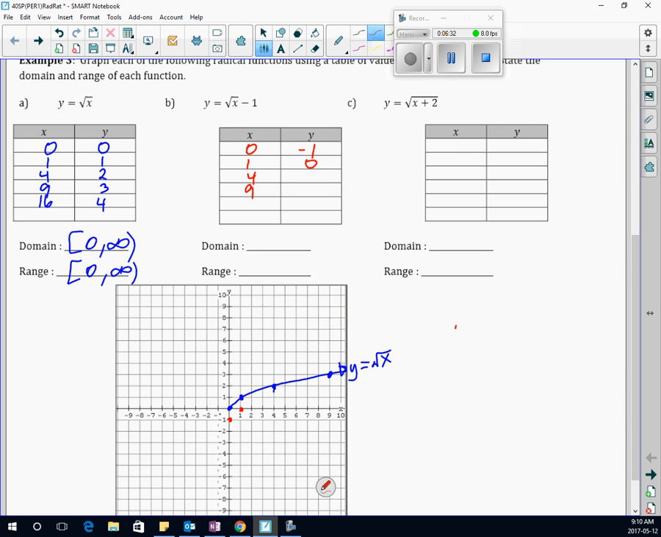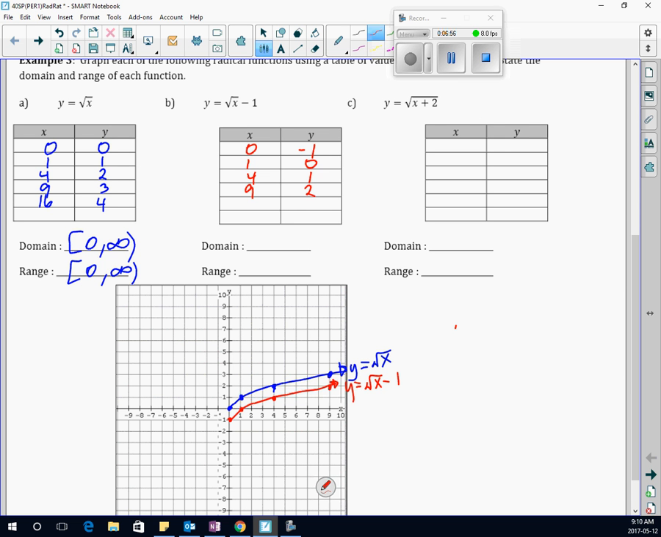4 goes in, the square root of 4 is 2. 2 minus 1 is 1. 9 goes in, the square root of 9 is 3. 3 minus 1 is 2. So do you see it's exactly the same graph. Y equals the square root of x minus 1.